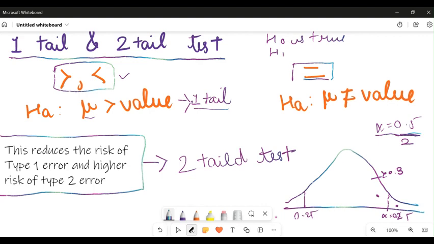So whenever a question comes into the picture, you first need to identify whether it follows a one tail or two tail test, and only then can we start with the other procedure. That is the most important part.